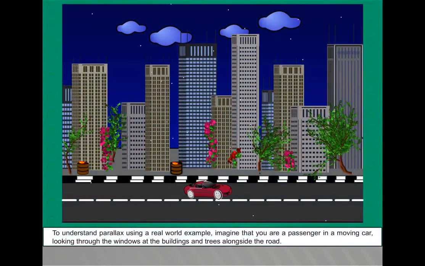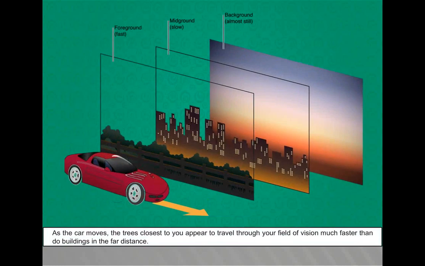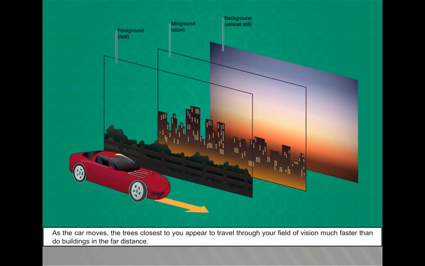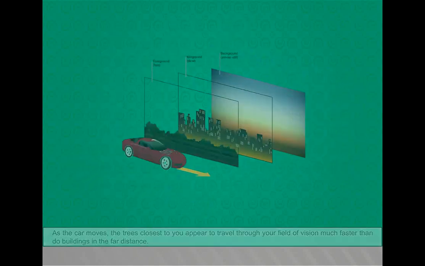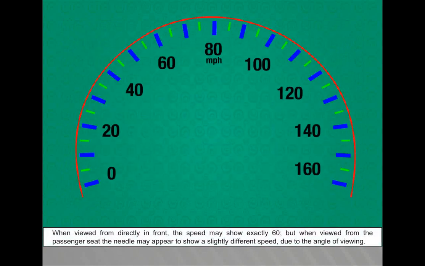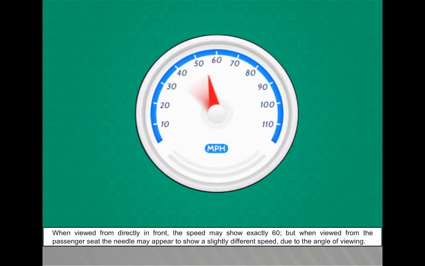To understand parallax using a real-world example, imagine that you are a passenger in a moving car looking through the windows at the buildings and trees alongside the road. As the car moves, the trees closest to you appear to travel through your field of vision much faster than do buildings in the far distance. A simple everyday example of parallax can be seen in the dashboard of motor vehicles that use a needle-style speedometer gauge. When viewed from directly in front, the speed may show exactly 60, but when viewed from the passenger seat, the needle may appear to show a slightly different speed due to the angle of viewing.